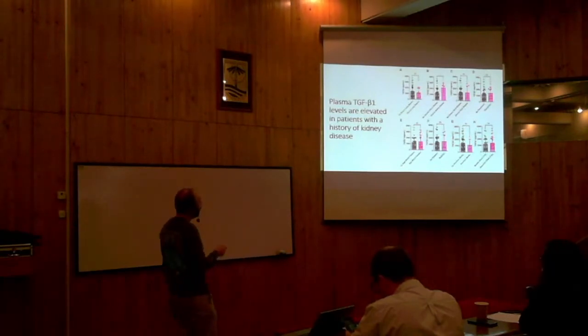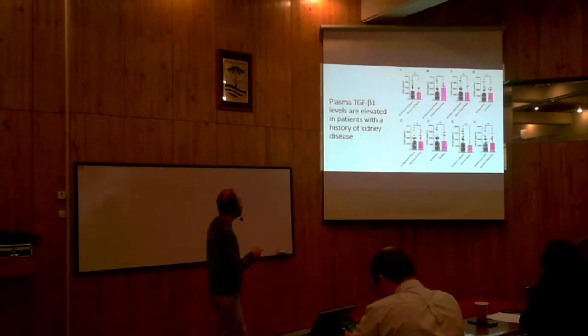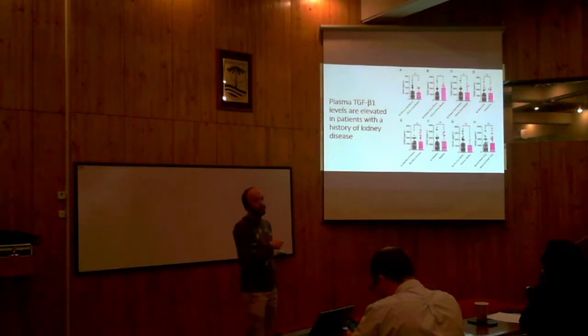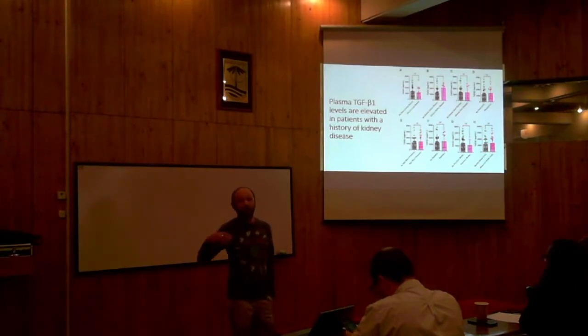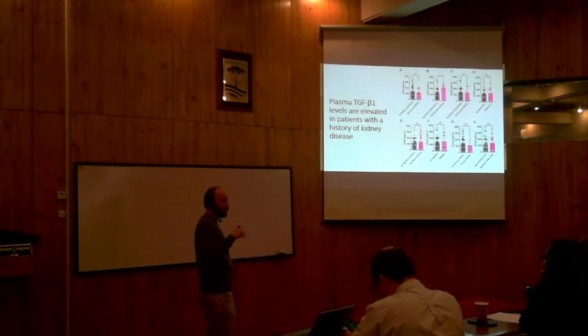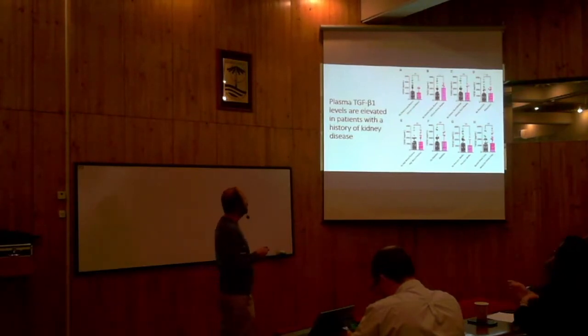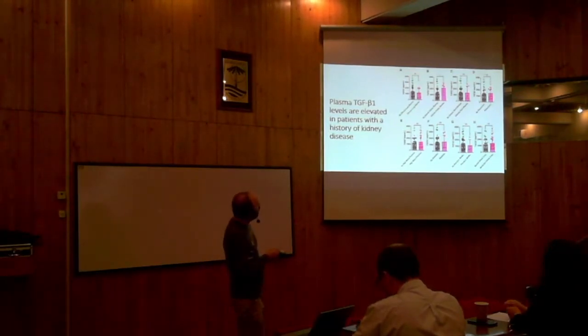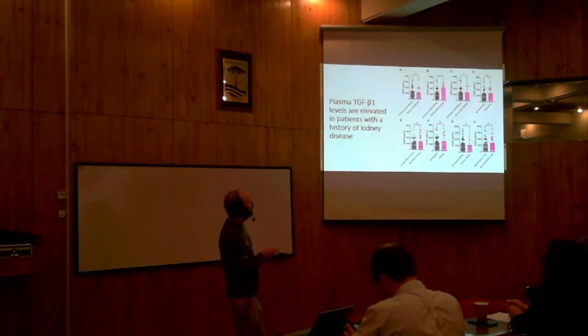The same plasma levels are related in patients with a history of kidney disease. So we looked at the different people who potentially have a higher possibility to develop CKD with COVID, but we only found a correlation with people who had chronic kidney disease. They have a higher TGF-beta level.